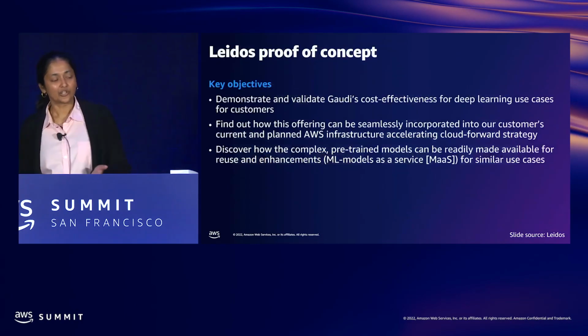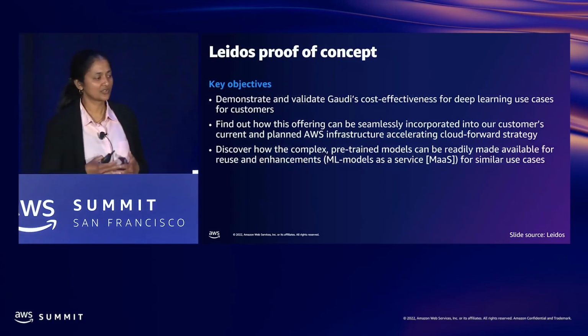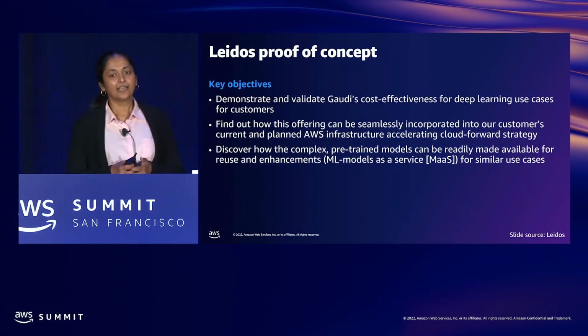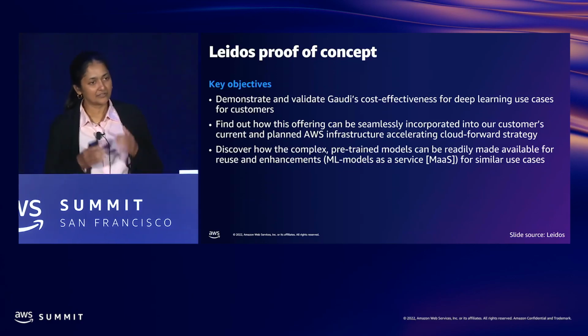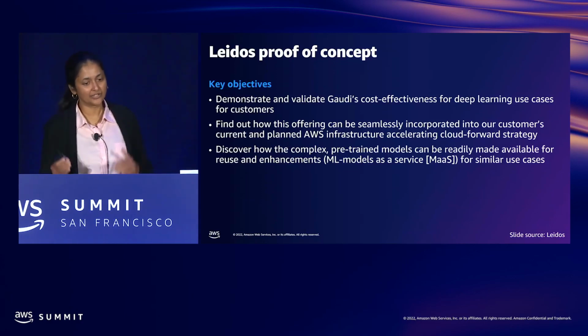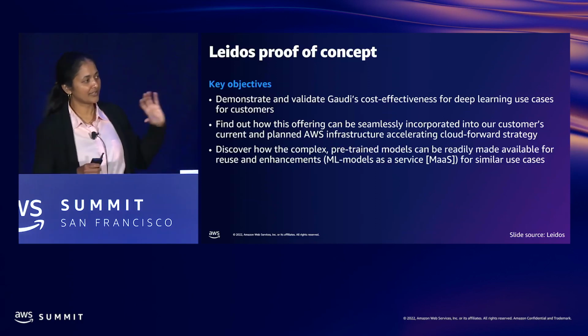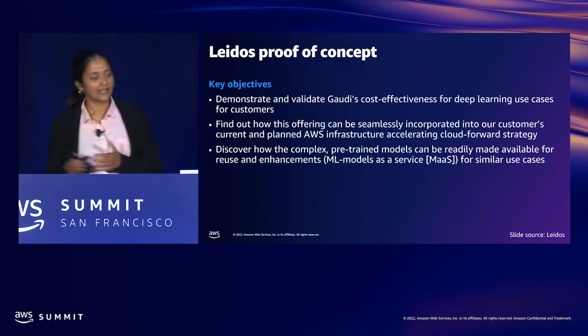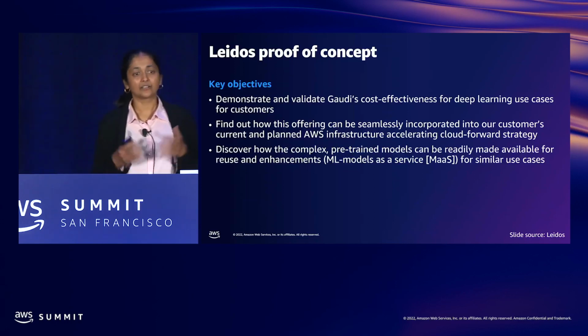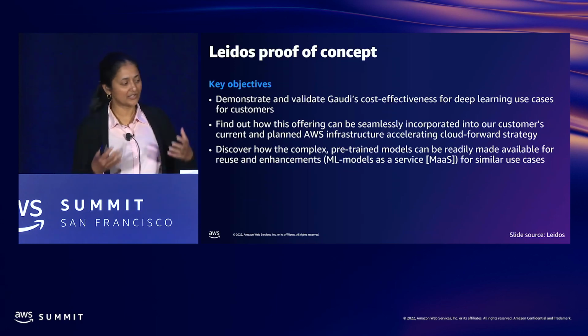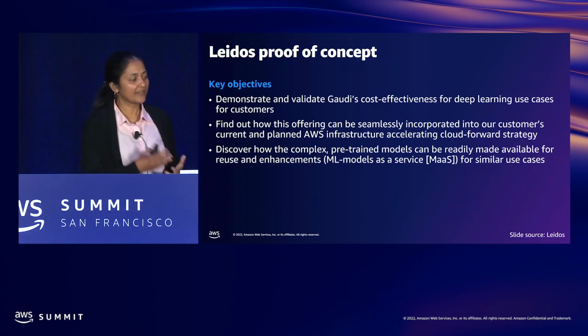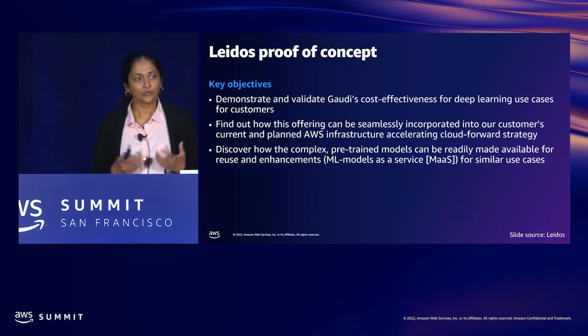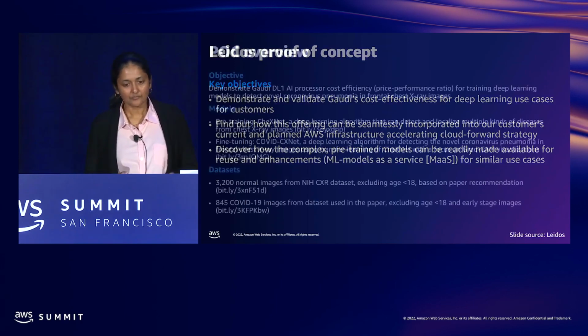I can share more about the specific use case, which is a proof of concept we conducted. It's around first proving the cost effectiveness of Gaudi in this specific use case. Second is understanding how this offering can be incorporated as part of a customer's cloud forward strategy. And then other use cases, in terms of saying, are there ways to take pre-trained models and make them available for customers to easily take advantage of and offer them as a service? These are the various aspects that Leidos has been exploring with DL1.